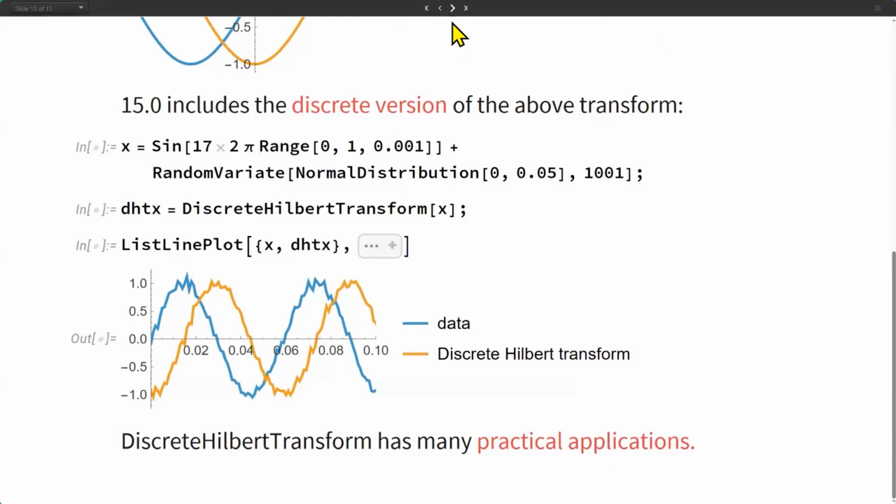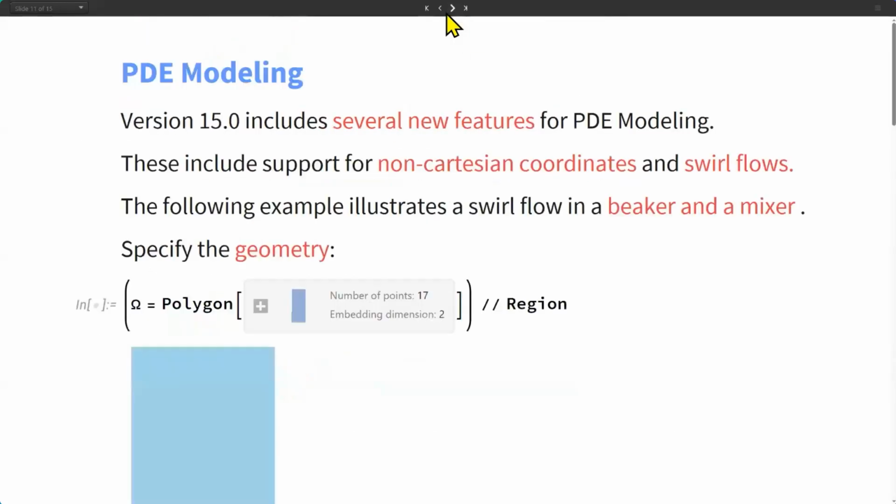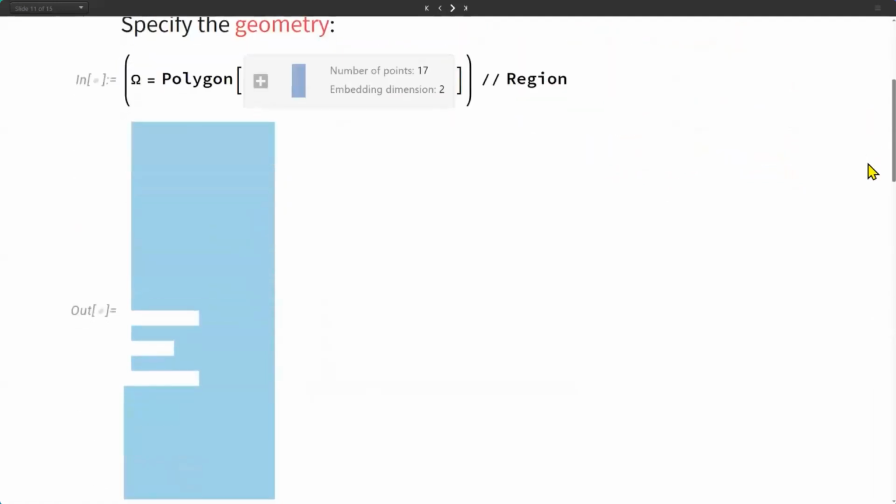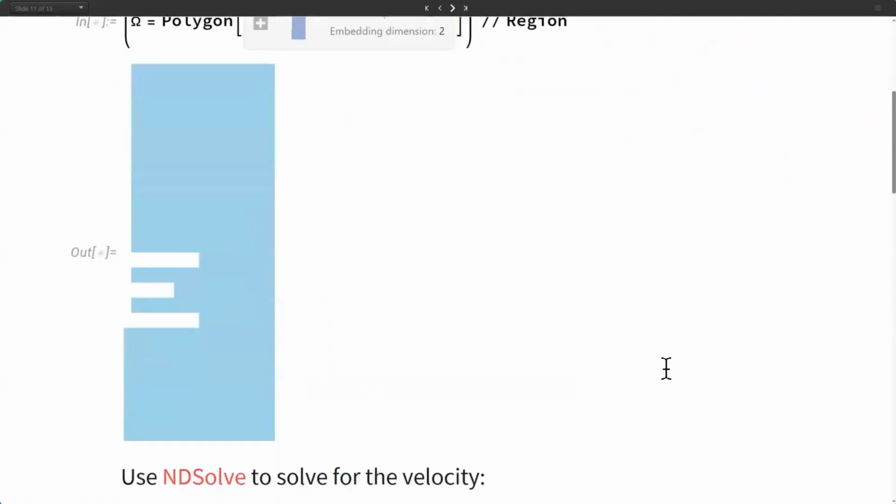Okay, now I go on to PDE modeling, where we have several new features: support for non-Cartesian coordinates and so-called swirl flows, like you've got a beaker and a mixer inside, and then you swirl it around. Maybe something like a tornado. If you live in this part of the US, you probably know tornadoes quite well. So that's an example where you're seeing a cross-section of a beaker with that mixer over here.